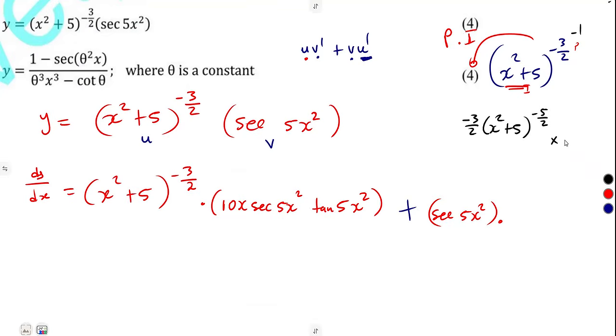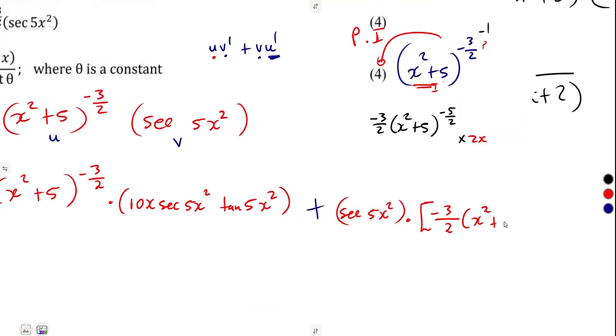So here 2x plus what? Plus a 0. The derivative of 5, that's a 0. So that's simply 2x. So that's the derivative of what? Of u, this one. It's going to be this. So this is the one that we need here. Minus 3. All right, we can just even have it like this. Minus 3 over 2 into x squared plus 5 to the exponent of minus 5 over 2 times 2x like this.